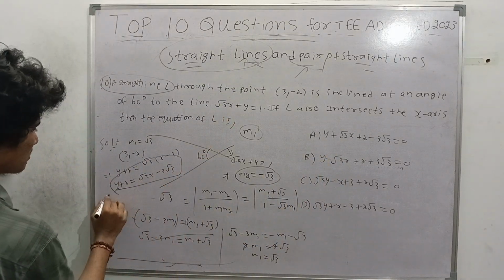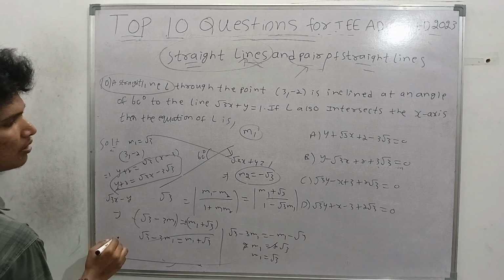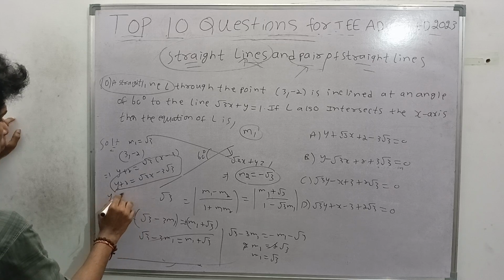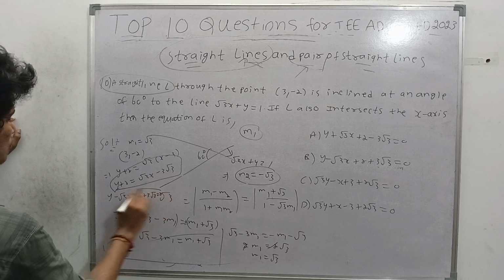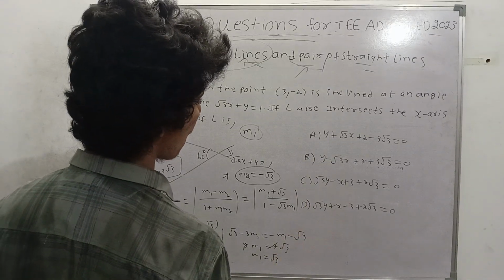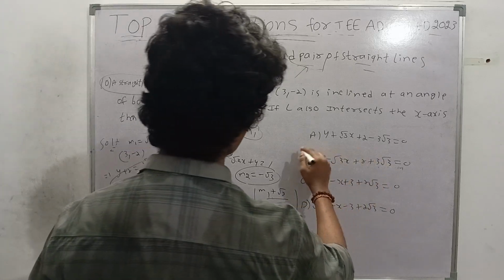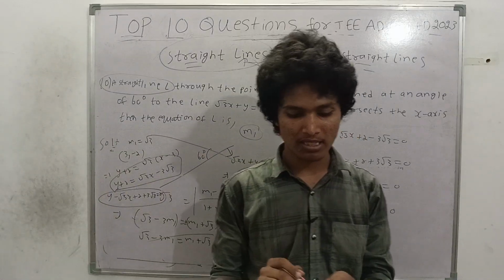Wait guys, I will transform this. Since the y terms should be positive, I have to make y positive. So y minus root 3x plus 2 plus 3 root 3 equal to 0. Option B is correct.